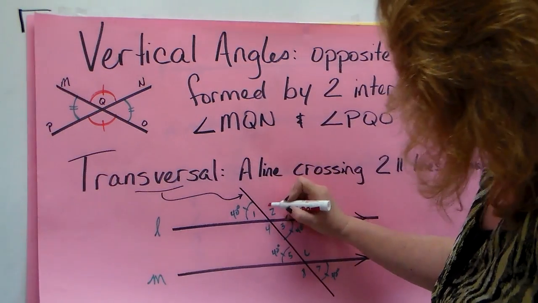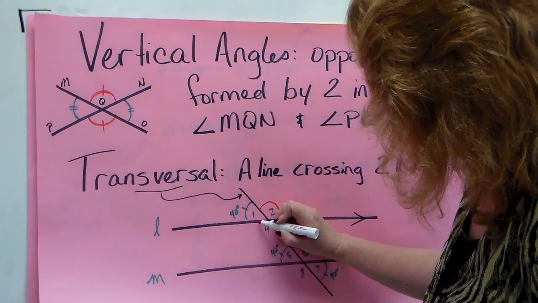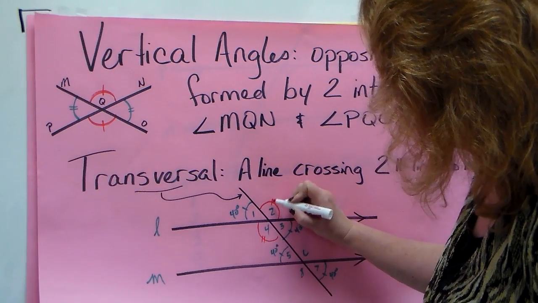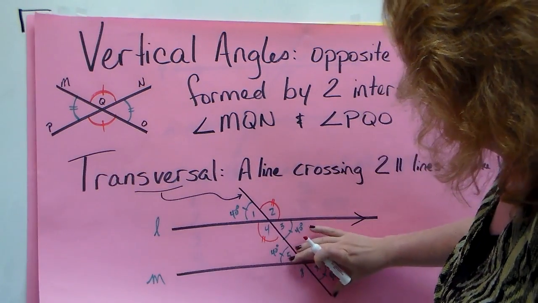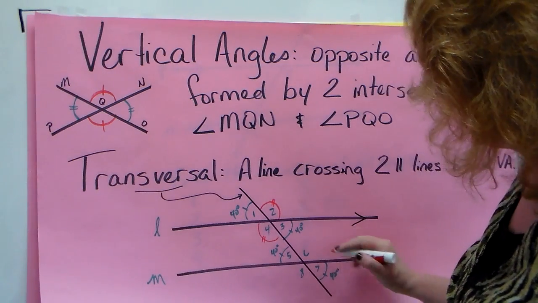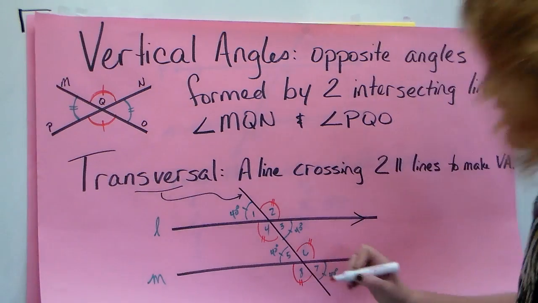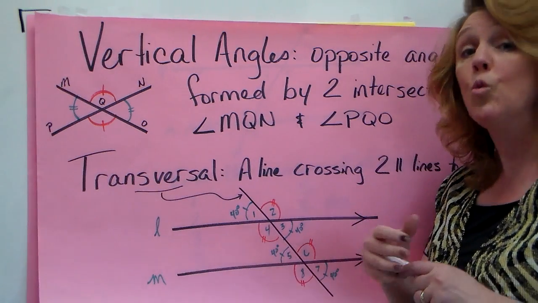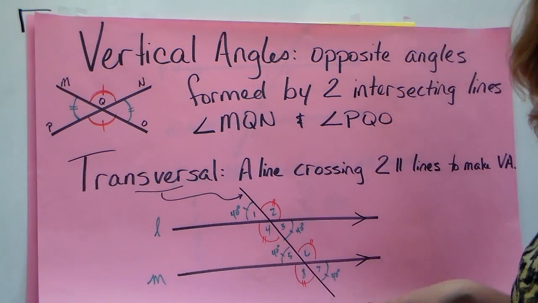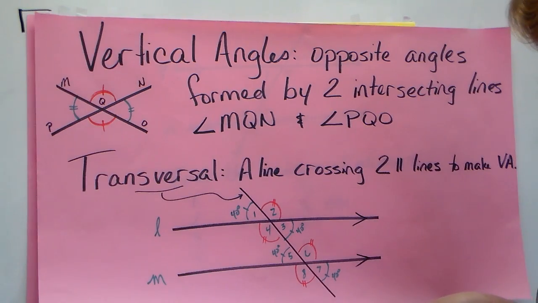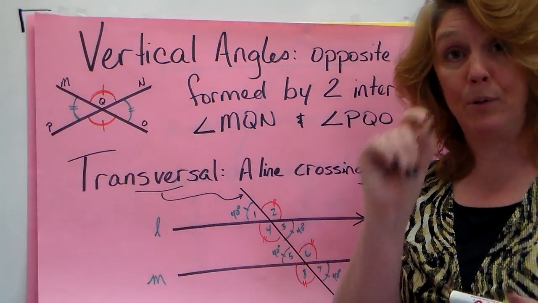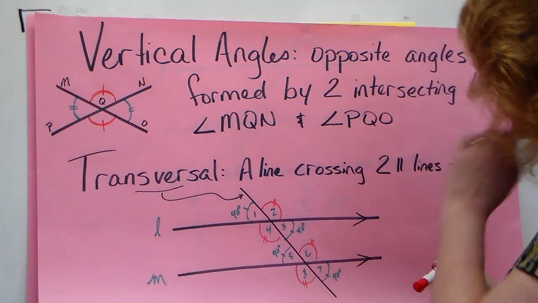We can do the same thing with 2 and 4. We know that 2 and 4 equal each other, and because this is a transversal of two parallel lines, we also know that 6 and 8 are equal. Great relationships to understand here. This will help you playing pool, I promise. Eventually, we will talk about that.